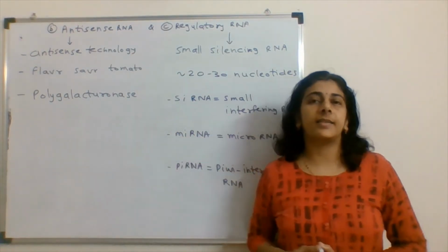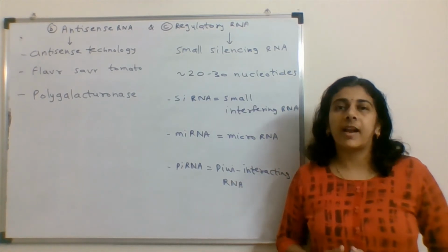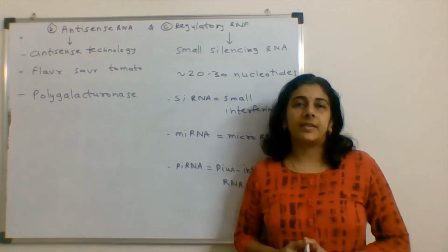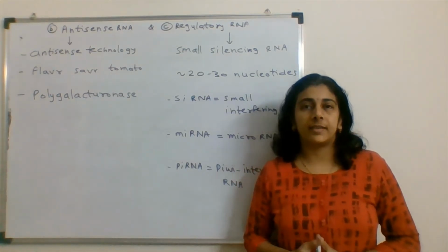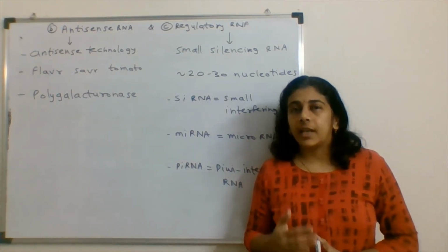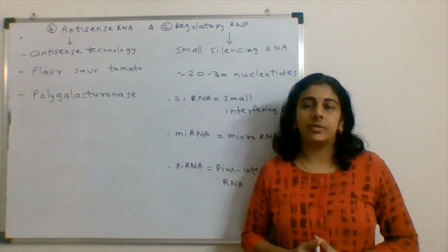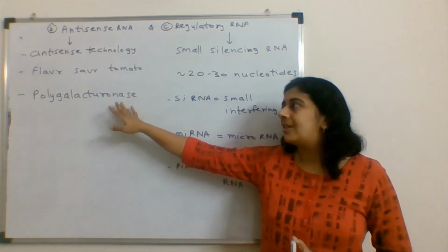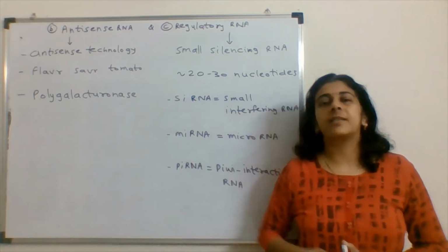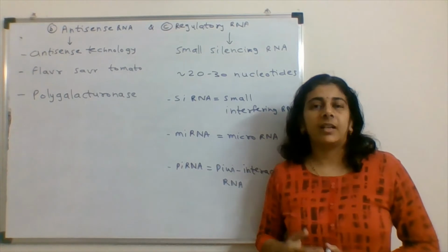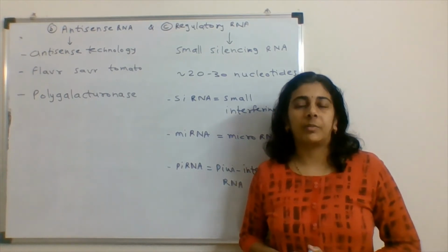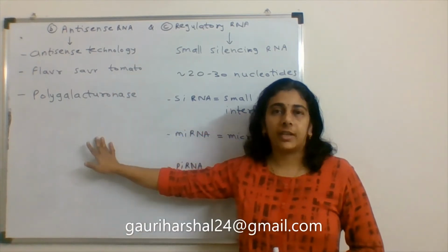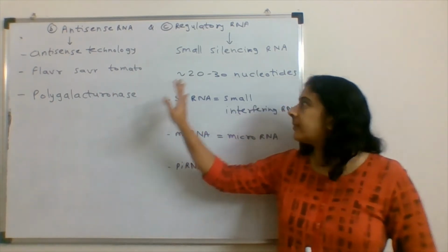Polygalacturonase is the enzyme which is thought to cause the ripening of the tomato. So, to inhibit or prolong this ripening, antisense RNA is used against this enzyme. And so, the expression of this enzyme is inhibited and the shelf life of that tomato is increased. So these are also involved in gene regulation.